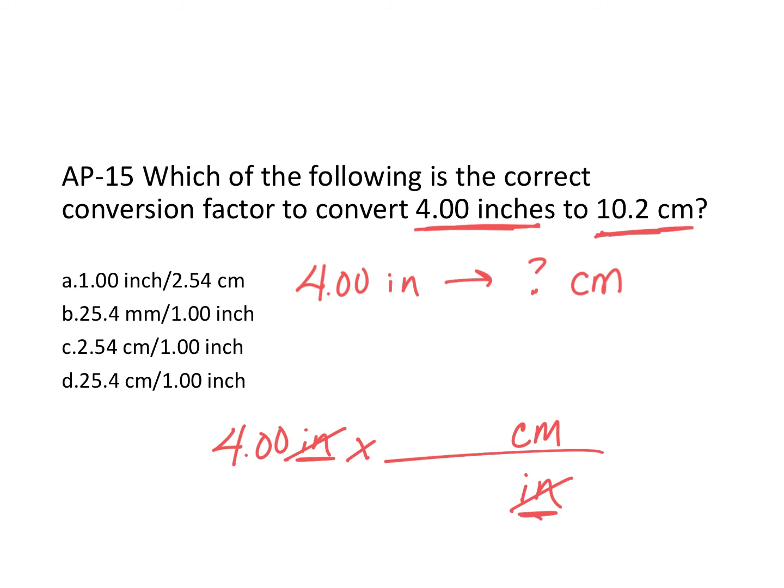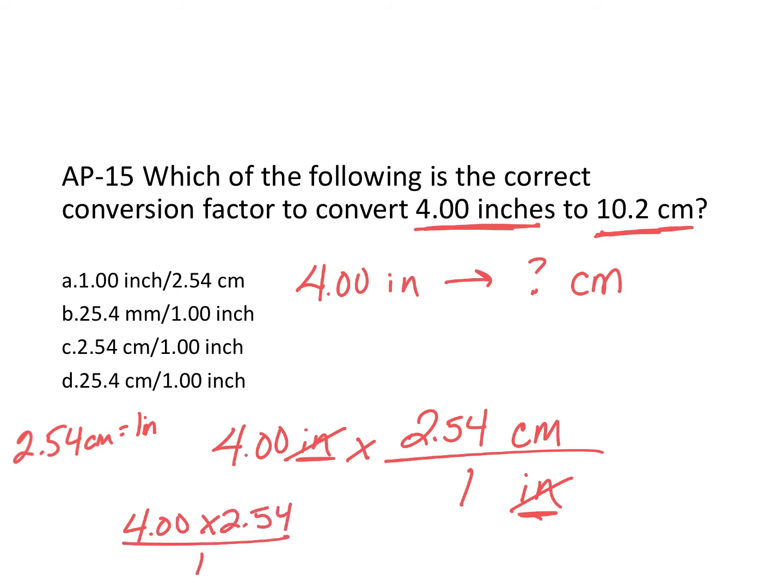If you look back on the previous slide, you'll see that 2.54 centimeters is equal to 1 inch. So the 2.54 goes with the centimeters and the 1 goes with the inch. So you're going to do 4 times 2.54 divided by 1, which is not necessary, and that gives you the 10.2 centimeters. Again, use your units to tell you whether you're going to be multiplying or dividing using the conversion factors.